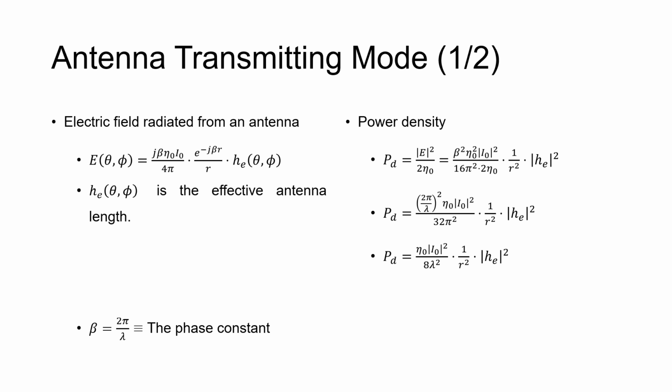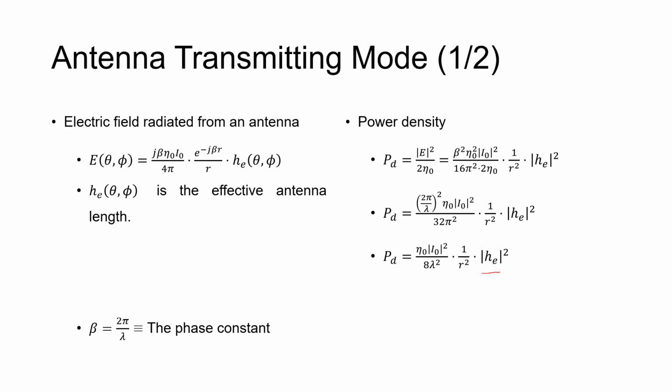To prove the relation between the gain and the aperture area, we will use the antenna transmitting mode to find a relation between the antenna effective length HE and the gain, and then we will use the antenna receiving mode to find a relation between the antenna effective length and the effective aperture area.